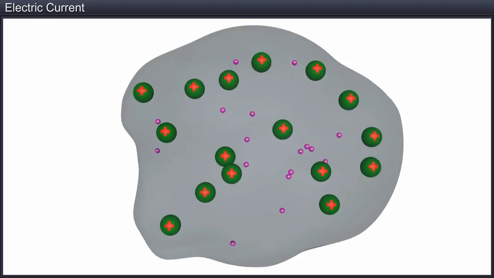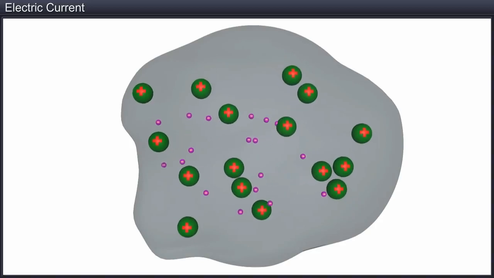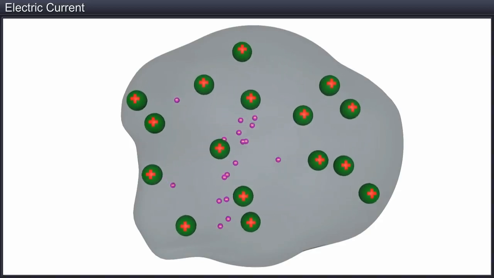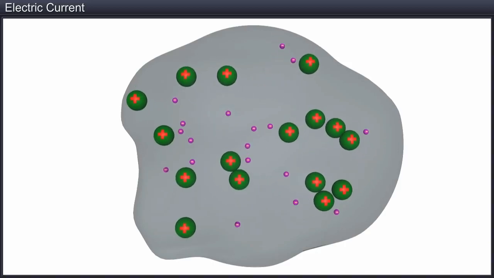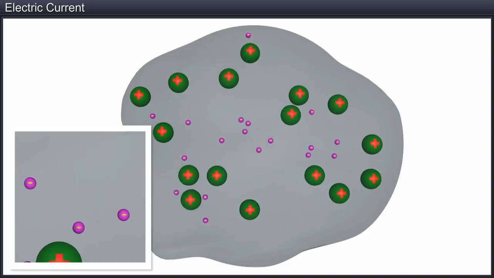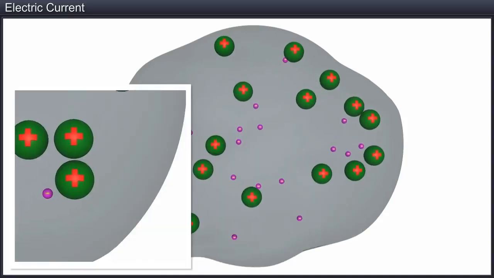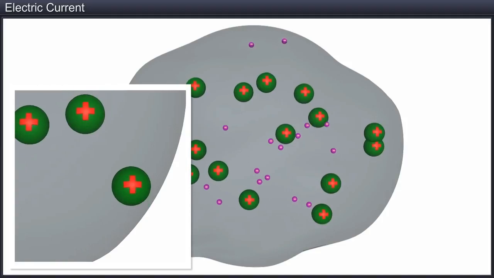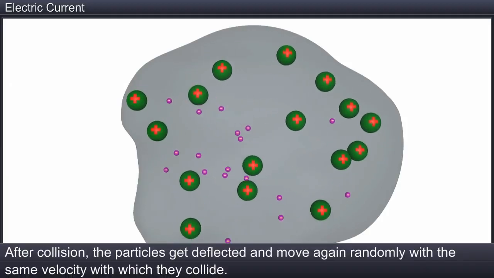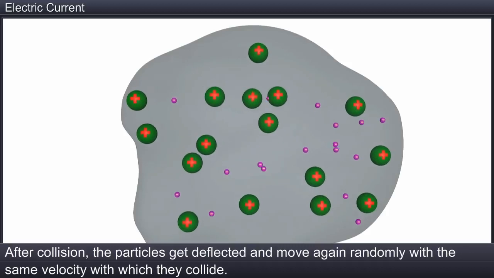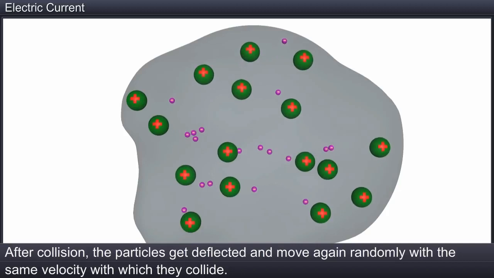In the virtual activity that we just went through, we observed a random motion of the charged particles within an enclosed space. During the random motion, the charged particles not only collide with each other, but also with the wall of the enclosed space. After collision, they get deflected and move again randomly with the same velocity with which they collide.